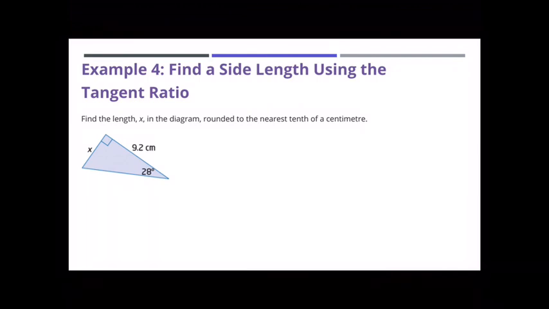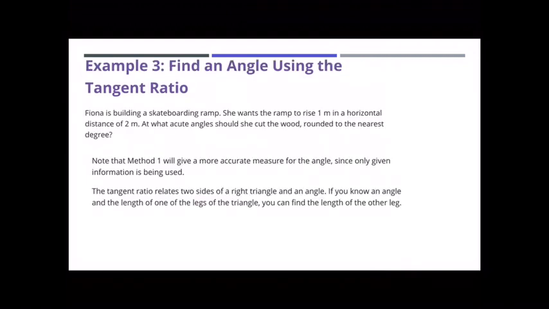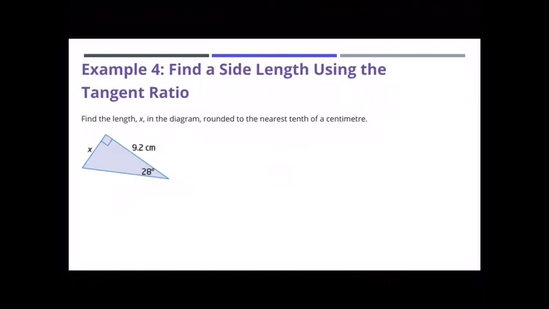Example 4, find the side lengths using the tangent. So now we're given the angle. Oh, man, this thing is jumpy today. So now they're giving us the length of one side. They're giving us an angle, and we're trying to find x. So again, write out our formula to begin with.